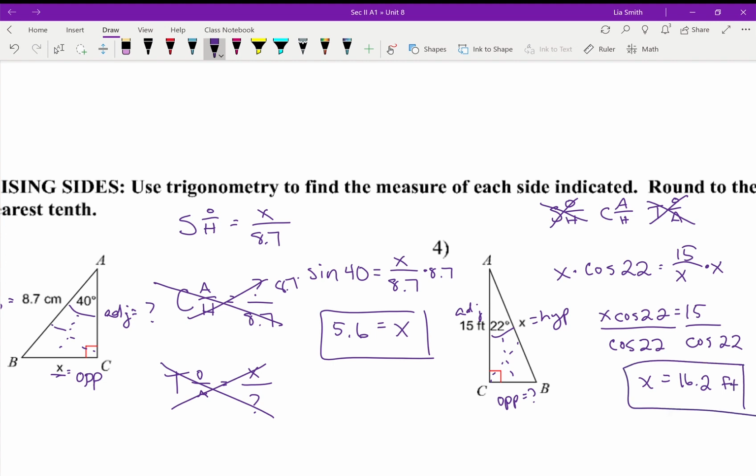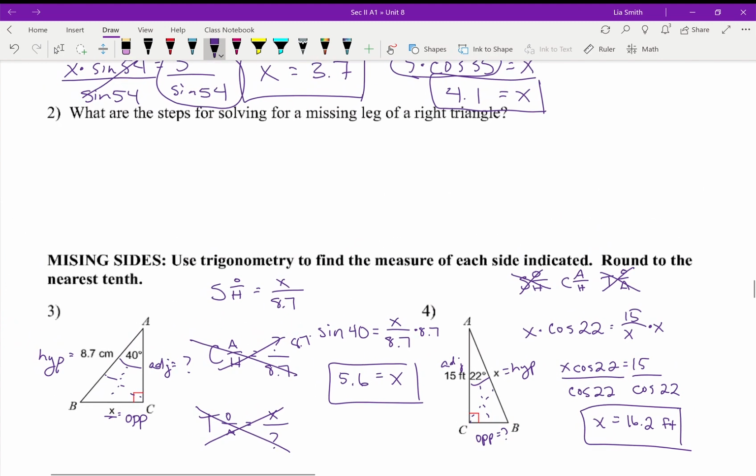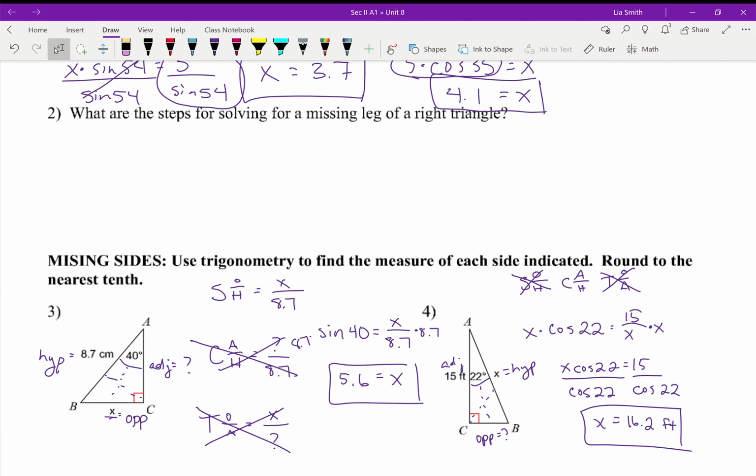Okay, so now you've seen me do 2 examples. So let me actually go and write the steps that you can follow no matter what. So in both examples, the very first thing I did was to identify the parts. So I've got to identify the opposite side, the adjacent side, and the hypotenuse side.